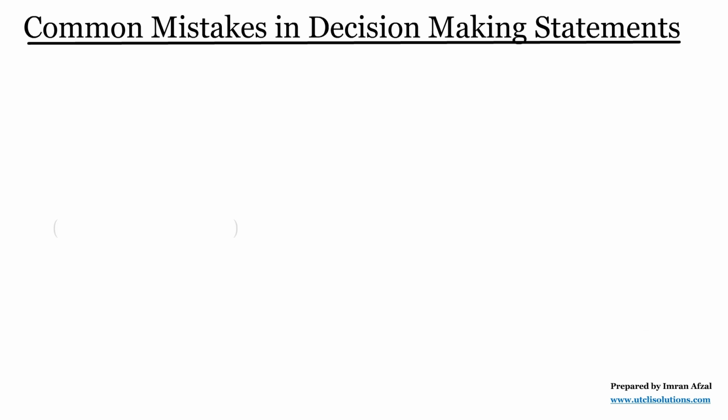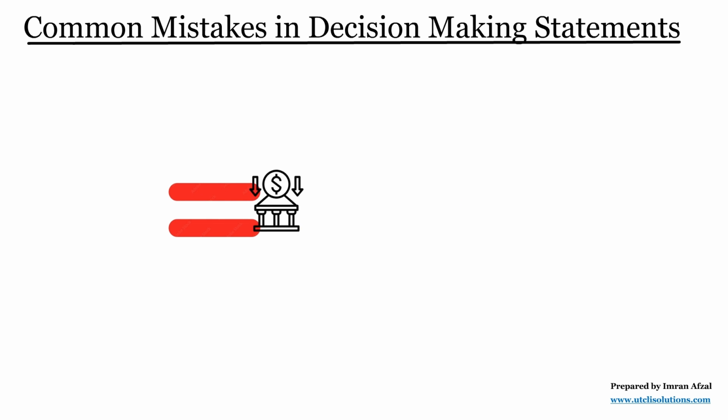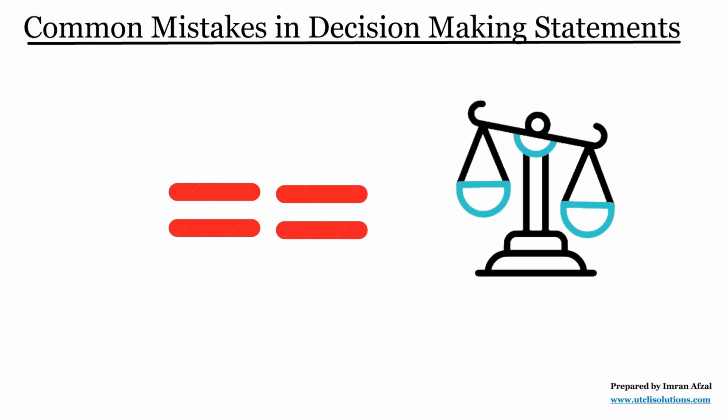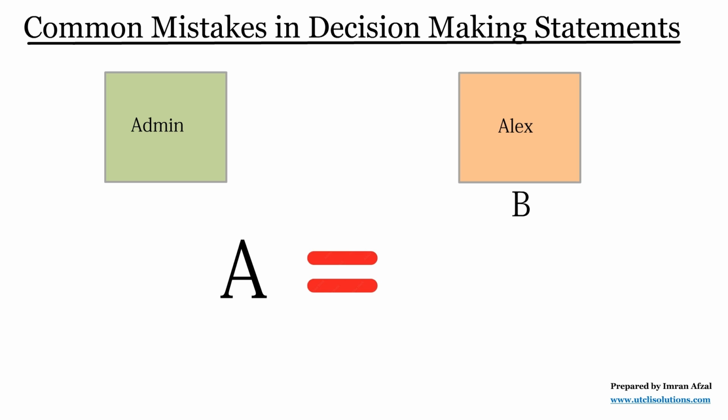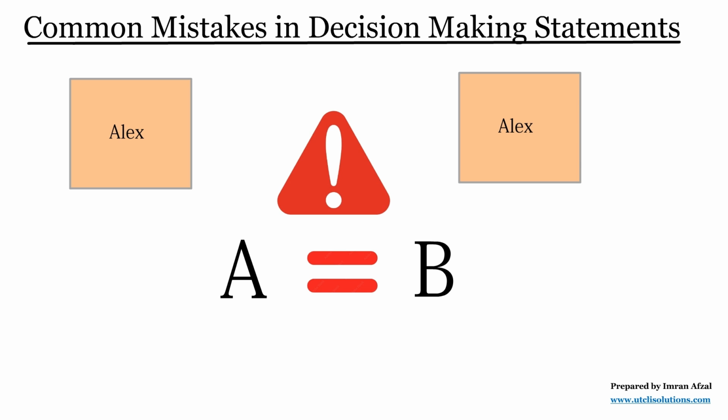Another major mistake is mixing up equal and double equal. The equal sign is used to store a value, while double equal is used to compare values. If the equal sign is used by mistake in a condition, it does not compare anything. It just stores a value, and the program may give the wrong result without showing any error.